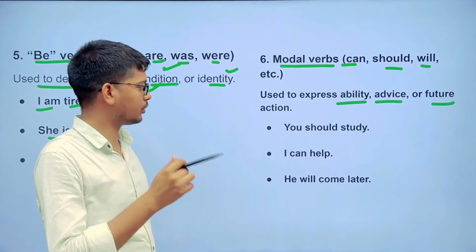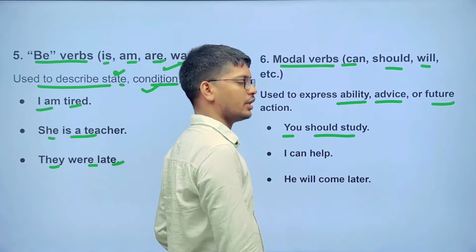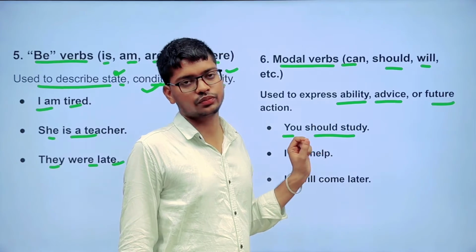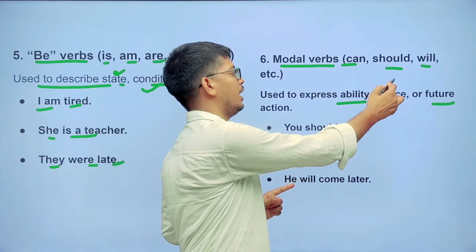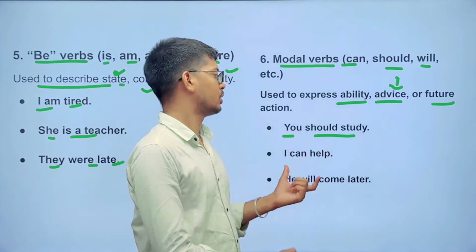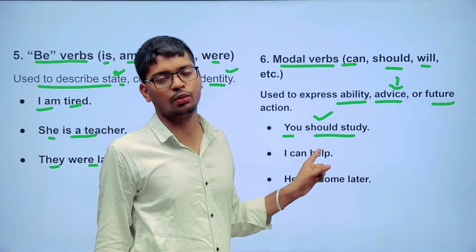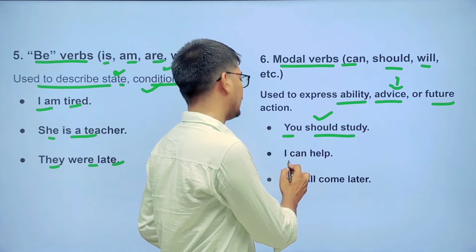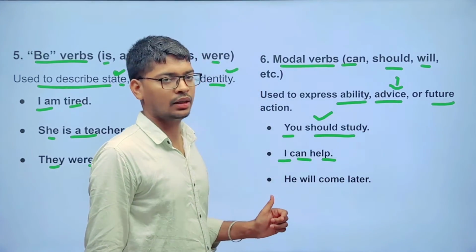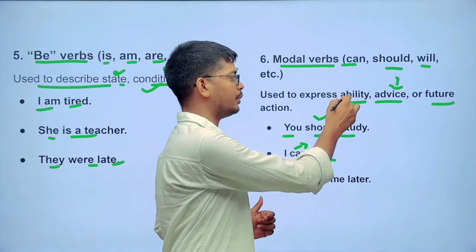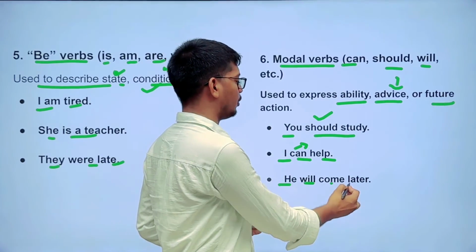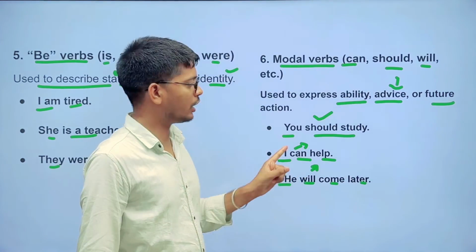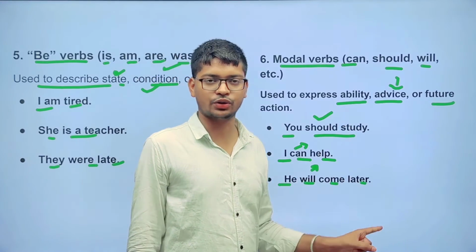So here, you should study. In this sentence, the sense is about advice, because the modal verb should shows advice. I can help. Here, can shows ability. He will come later. So here, will shows a future action. So guys, understand? You can create new sentences.